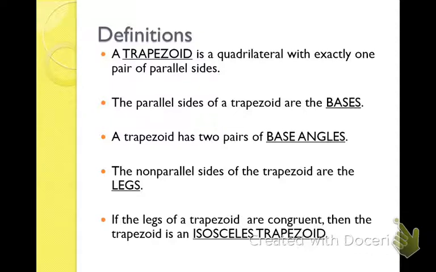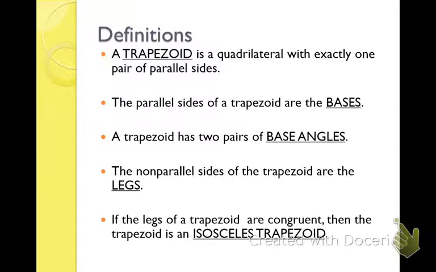The trapezoid has two pairs of base angles. This is a pair of base angles, right? We could call these base 1, even though they're not the same. I'm not going to call them both base 1 because we don't know they're congruent. But just know that these two are a pair together, and then these two are a pair. The top two are a pair, and the bottom two are a pair.